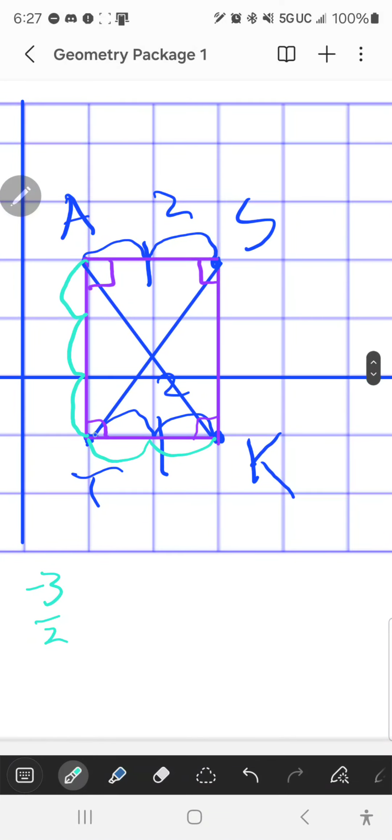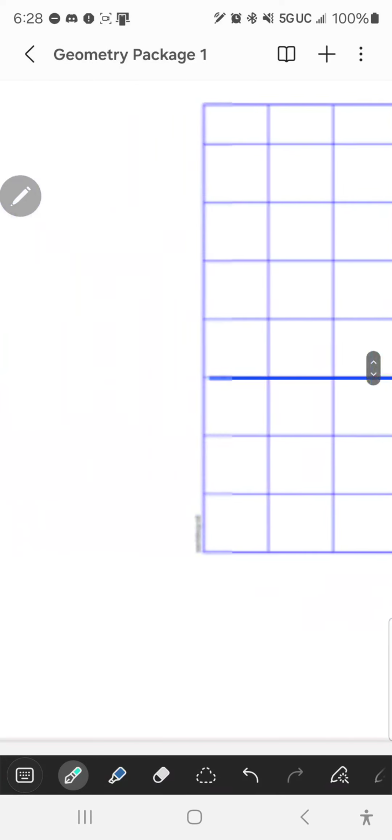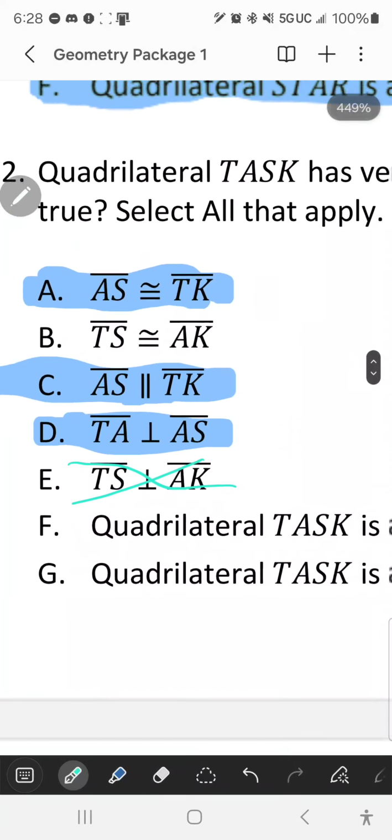And if I do this one, it will be like this one. The T and TS will be 1, 2, and it will be 1, 2, 3. So the rise will be 3 positive and 2. So as you can see, they are opposite, but they are not reciprocal, so they are not perpendicular.